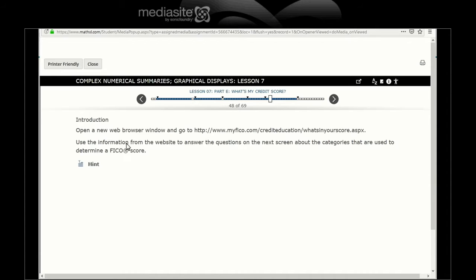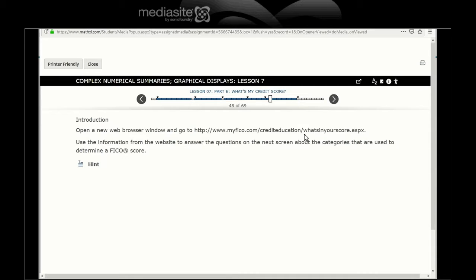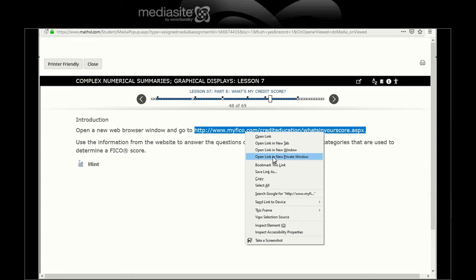So first step, open a new web browser window and go to this website. It's going to discuss FICO scores. The easiest way to do that is to highlight it. I found that it pays not to get that last period. That's not part of the website, that's part of the sentence structure. So avoid it, otherwise you may get problems. A lot of times I do that, I get problems. So let's open in a new window.